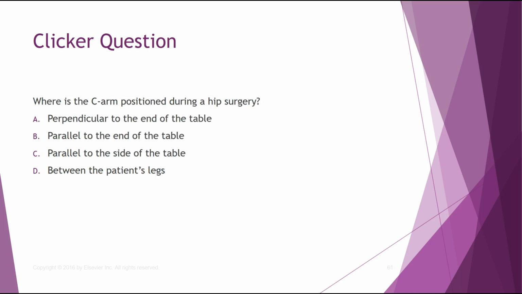Okay, next question. Where is the C-arm position during a hip surgery? Perpendicular to the end of the table, parallel to the end of the table, parallel to the side of the table, or between the patient's legs? Remember, for hips, this is the one that is between the patient's legs. The C-arm is going to be between the patient's legs. Remember, your central ray enters just like it does across table hip.